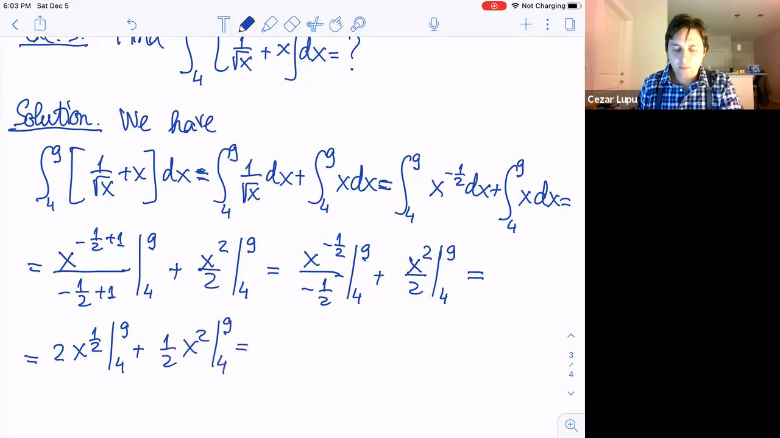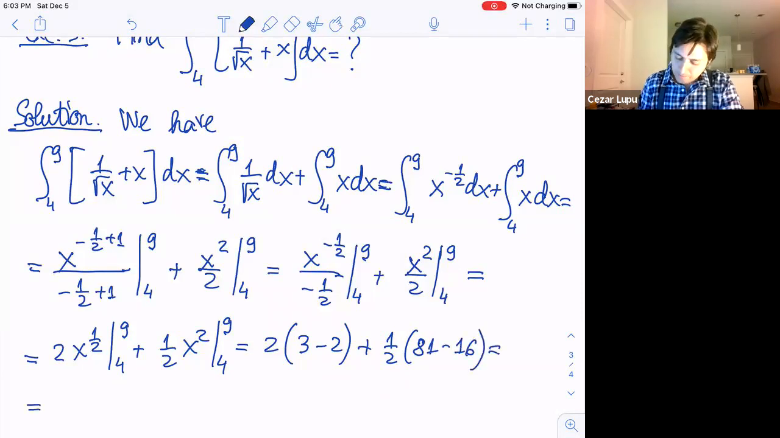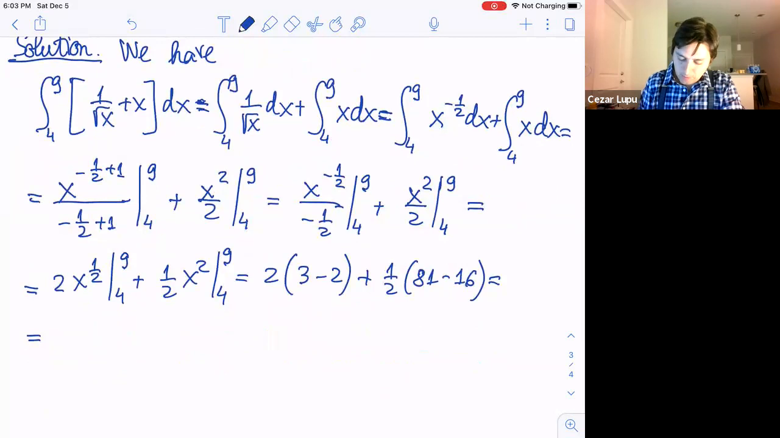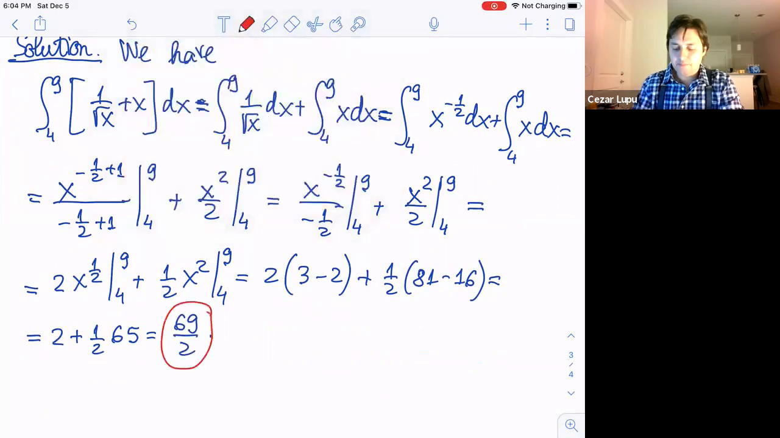Once we plug in, we'll have 2 times 9 to the 1/2, the square root of 9, which is 3, minus 2, plus 1/2 times 81 minus 16. And this would be equal to 2 plus 1/2 times 65, and this would be 69/2. And that's the answer. Anyway, it was a little bit more involved, but not that complicated.